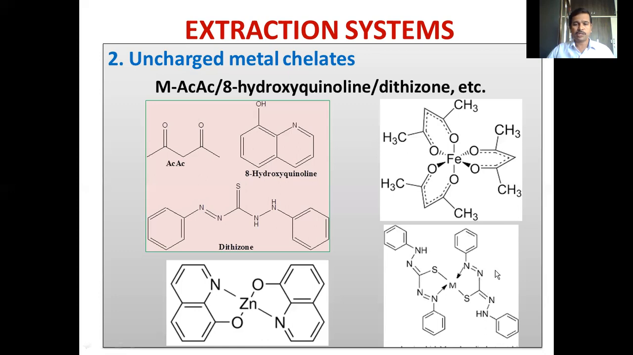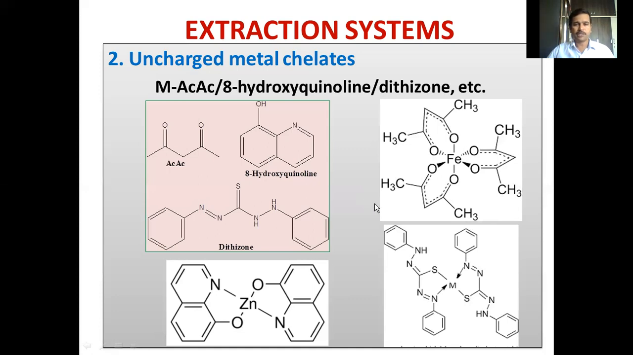If you look at the structure of these three molecules I have written here, the iron acetylacetone complex, the metal dithizone complex, and the zinc 8-hydroxyquinoline complex, these complexes are not charged. They are uncharged. Neither positive nor negative charges are present on these complexes. Therefore, they can be easily extracted into any suitable organic solvent. These type of molecules are called uncharged metal chelates. These are the second group of molecules which fulfill all those requirements.